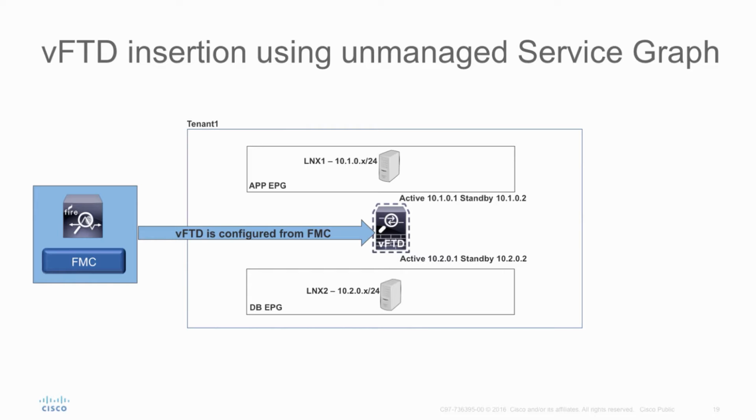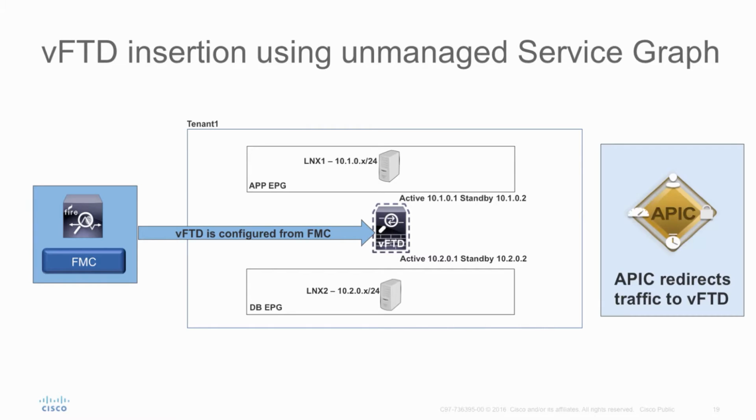two FTDs. Once HA is configured, IP address is configured, access policy is configured, I will then log into APIC controller, and from APIC controller I will add this FTD HA pair in APIC controller as L4 to L7 device, and then instruct APIC controller to stitch these devices between DB and app EPG.